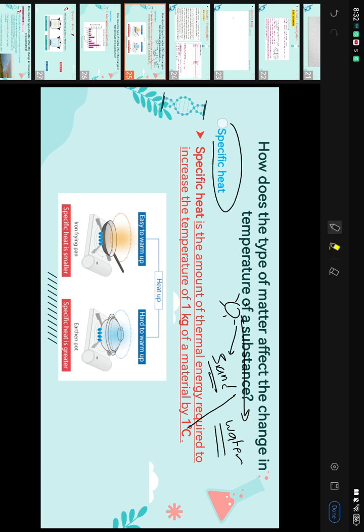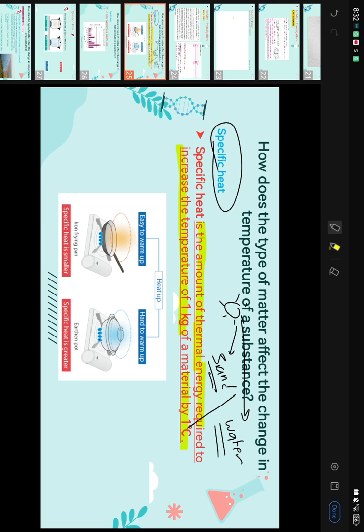So the meaning of specific heat is how much it takes to raise the temperature of the substance. If we want to read the definition, specific heat is the amount of thermal energy required to raise or increase the temperature of 1 kilogram by 1 degree Celsius. So this is the definition of specific heat.